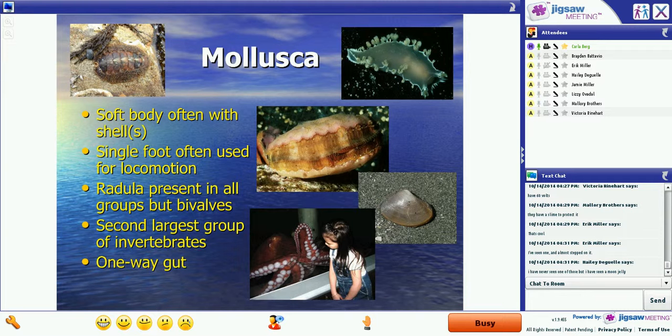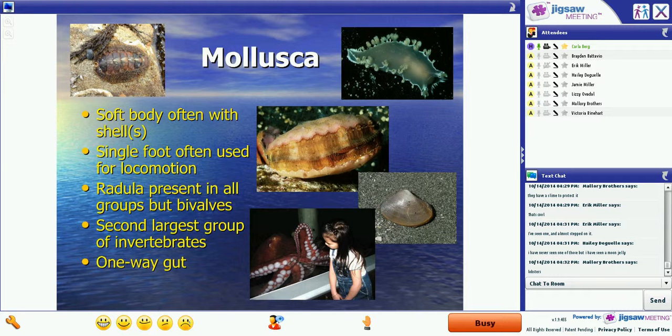All right, fantastic. Mollusca are something that you guys are probably pretty familiar with if you like to eat seafood. Scallops, mussels, oysters, clams, those are all examples of mollusca. Some molluscas that you may not be all that familiar with would be an octopus. An octopus is a mollusca.